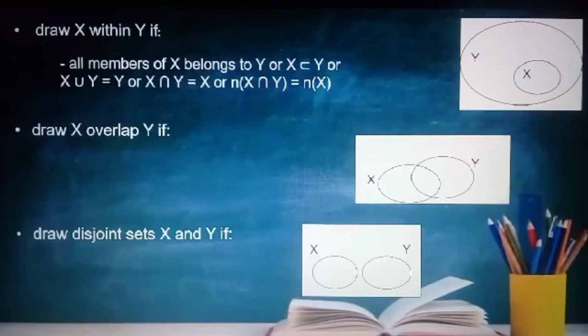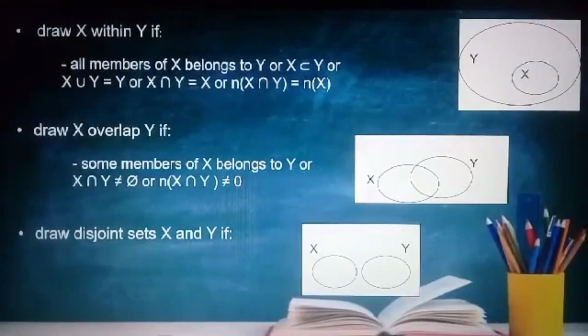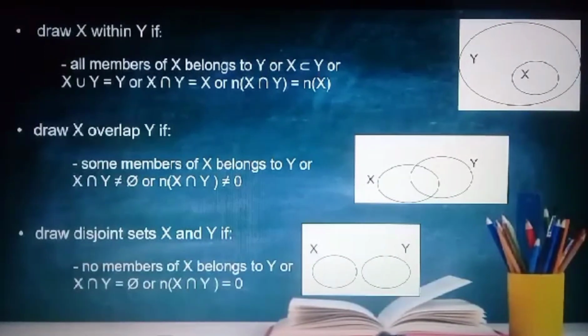Second, draw X overlapping Y if some members of X belong to Y, or X intersection Y does not equal the empty set, or n(X intersection Y) does not equal 0. Third, draw disjoint sets X and Y if no members of X belong to Y, or X intersection Y equals the empty set, or n(X intersection Y) equals 0.